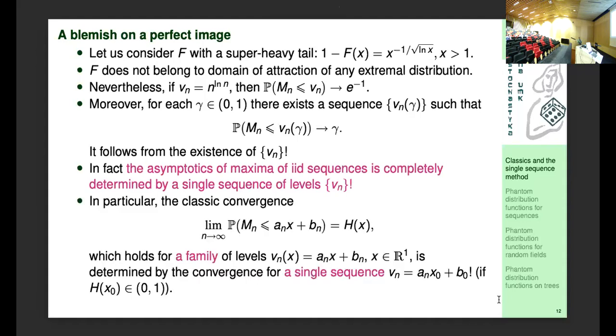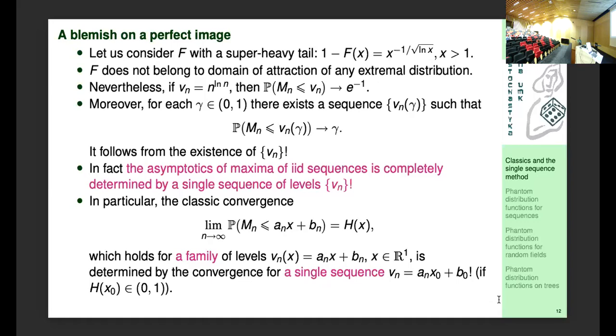Namely, in particular, it follows from this statement, to which I will give a precise sense, that if we try to calculate the classic convergence, and if we are able to prove such a convergence for some x0 such that the limit is non-degenerate, neither 0 nor 1, then it follows that for all other x, we have already this kind of convergence. So this means there is this superfluous information.